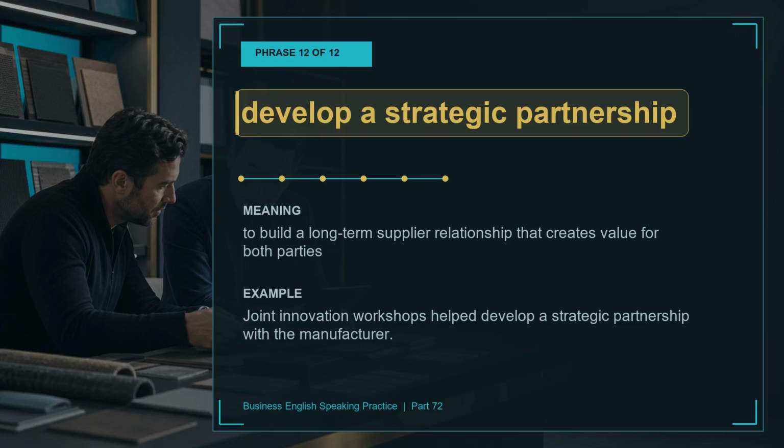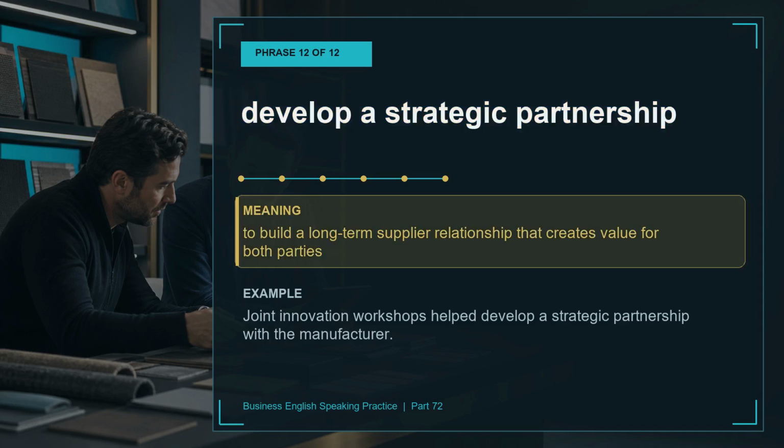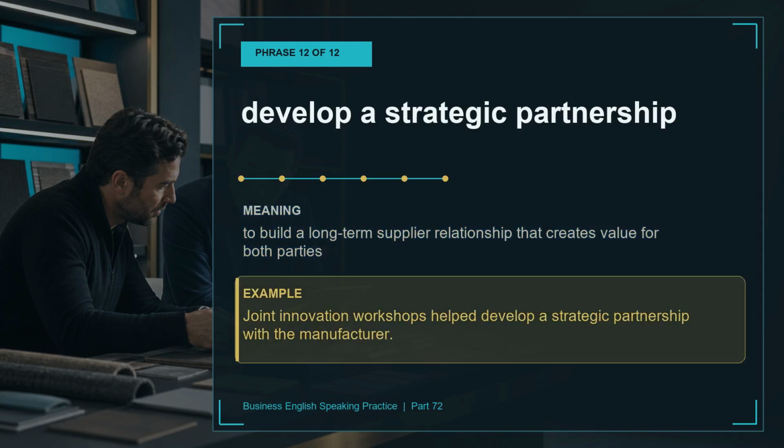Phrase 12. Develop a strategic partnership. Meaning, to build a long-term supplier relationship that creates value for both parties. Example, joint innovation workshops helped develop a strategic partnership with the manufacturer.